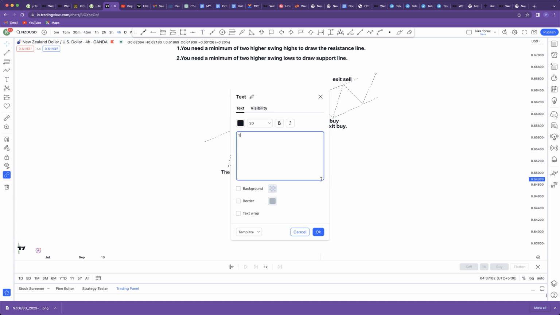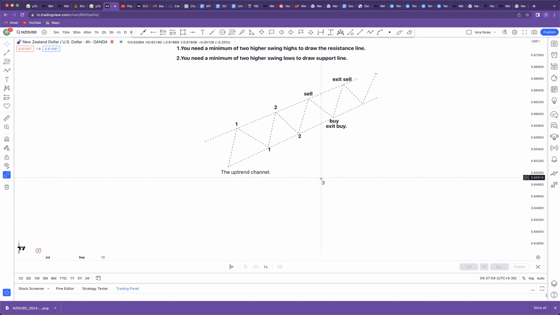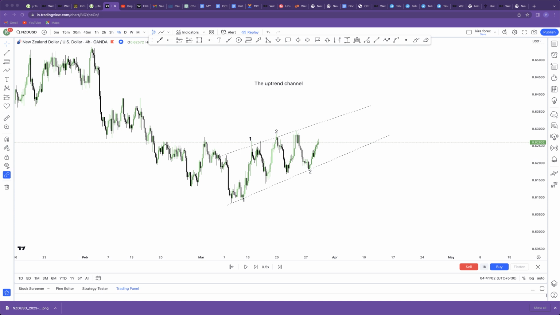Now we will move to the real chart for you to understand what I mean by this diagram. Now let's look at an example of an uptrend channel. So this is an example of an uptrend channel. And as you can see, we have our point 1 here, our point 1 on the support level, then our point 2 here, and we also have our point 1 and point 2 on the resistance level.